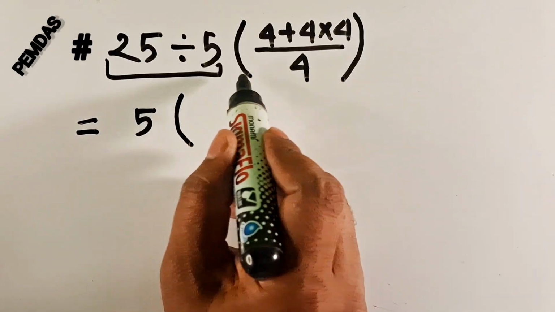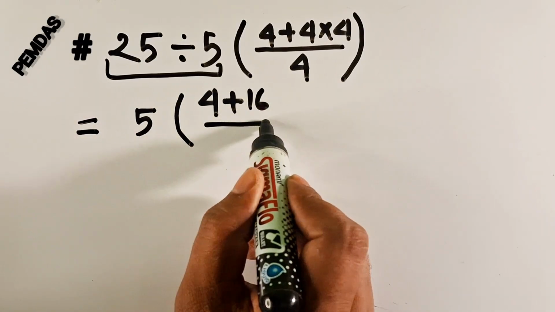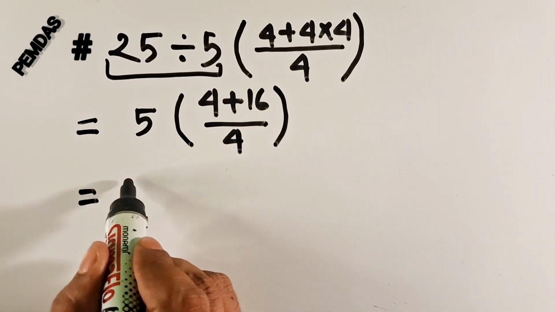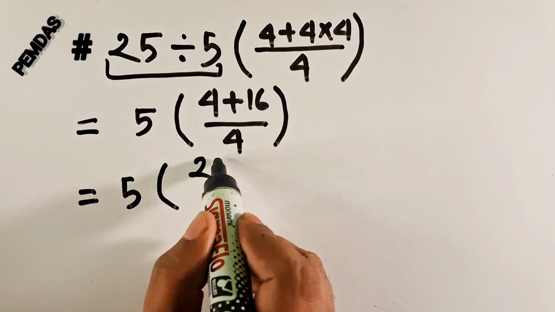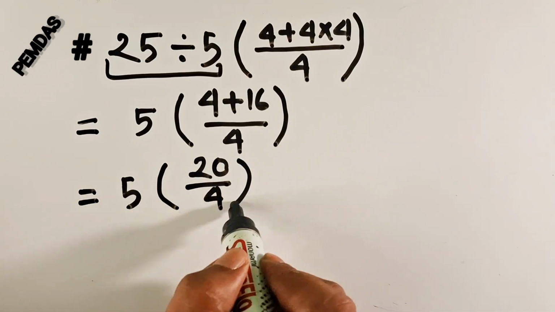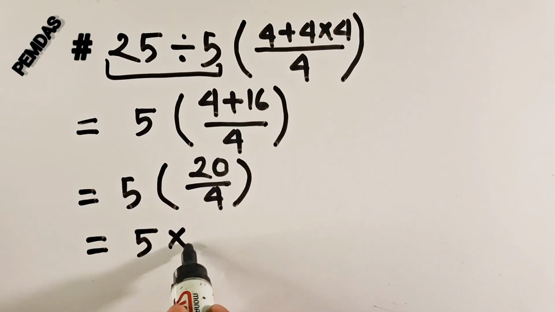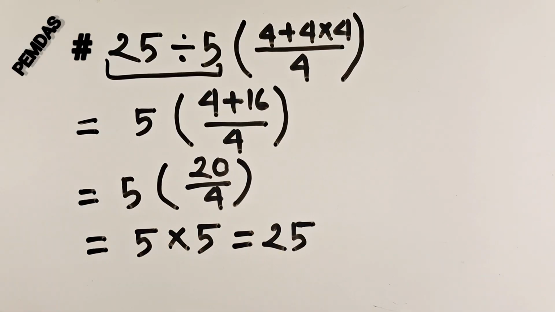25 divided by 5 is equal to 5, and here 4 into 4 is equal to 16 plus 4, and whole divided by 4. 5 into 4 into 16 is equal to 20 divided by 4. Then 20 by 4 is equal to 5, and 5 into 5 is equal to 25.